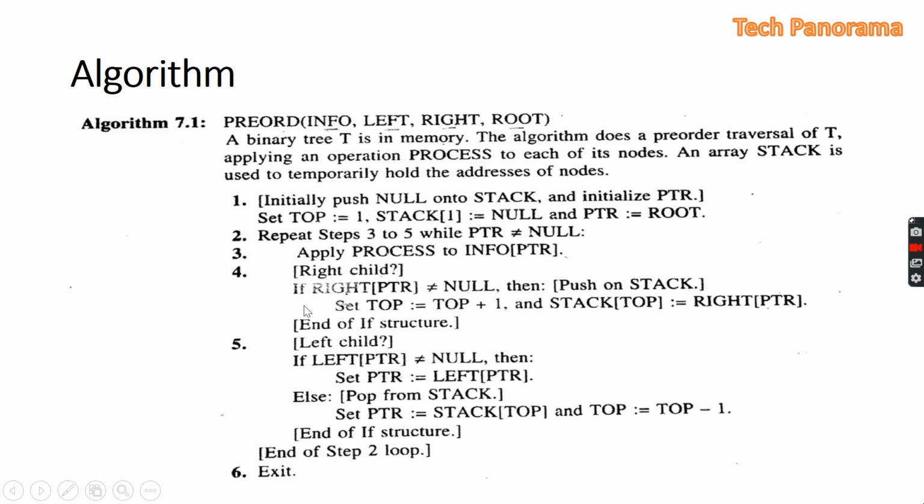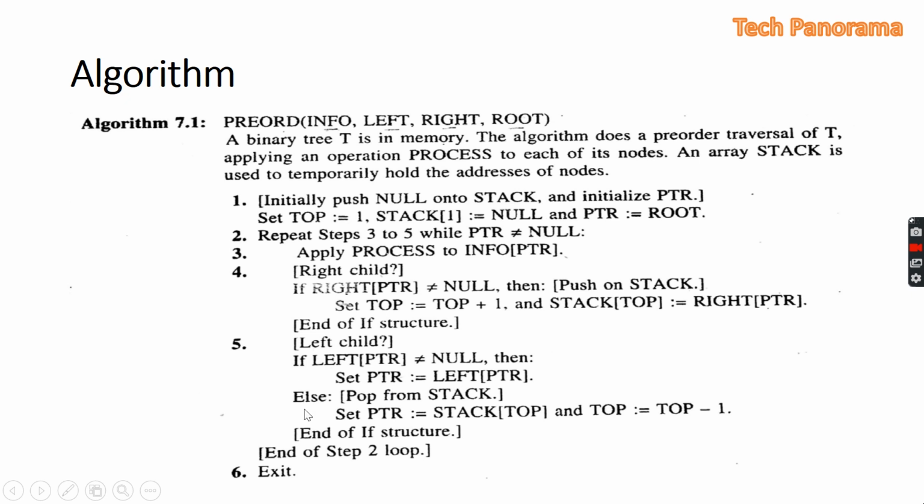Next, if the node has no right element, then there is nothing to be done, so we will not perform any operation. Next we will move leftward, and we will check whether the node has a left child or not. If the node has a left child, then we will move leftwards.